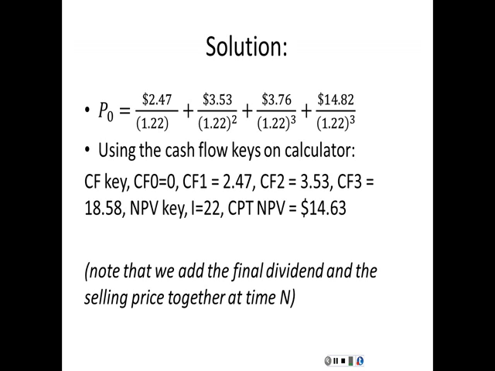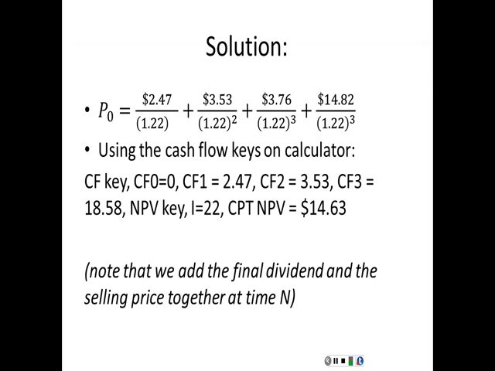We'll solve using the cash flow keys on your calculator. So simply hit the cash flow key. The cash flow at time 0 is 0. The cash flow at time 1 is $2.47. The cash flow at time 2 is $3.53. The cash flow at time 3 is $18.58. I got $18.58 by adding the dividend and the selling price.